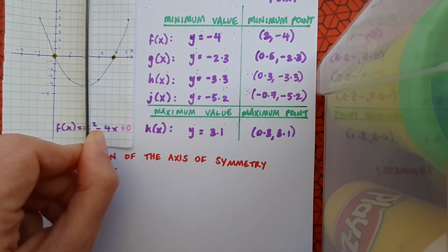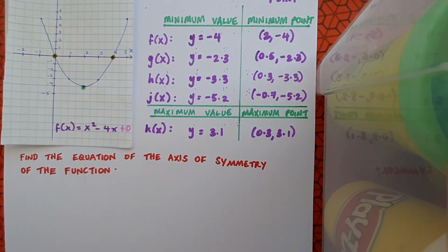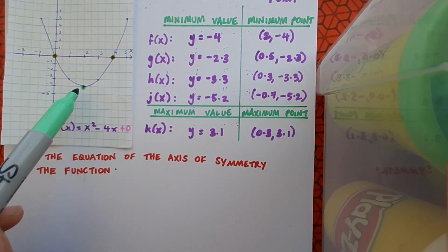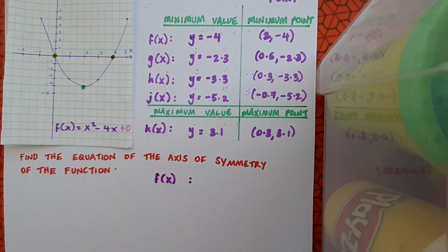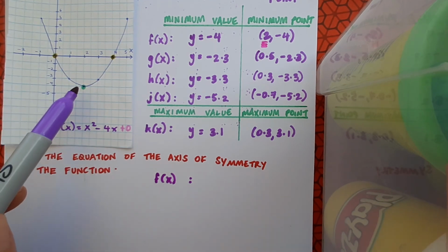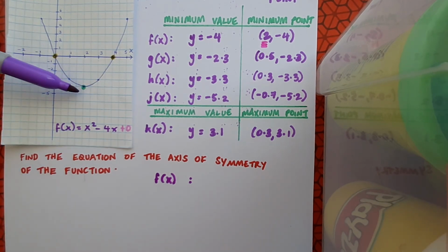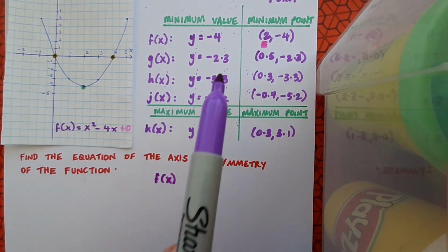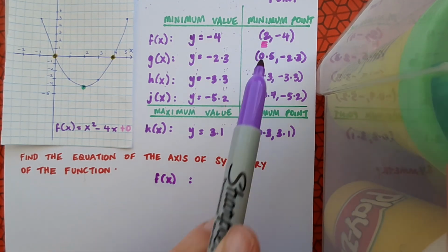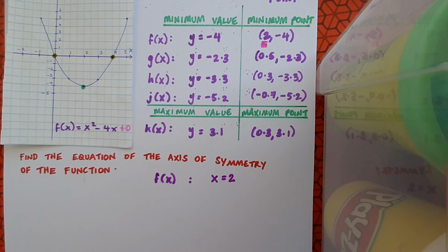So to write down the axis of symmetry, all I'll need to do each time is write down x equals the value that I pass through on the x-axis. This is the same as the x part of the point for the minimum or maximum point. So in the case of f of x here, I can see that the minimum point is the point (2, -4). So a line down the middle of the function would pass through 2 on the x-axis. That's the x part of the minimum point. So the axis of symmetry can be written as x equals 2. And this is the equation of the axis of symmetry of this function.